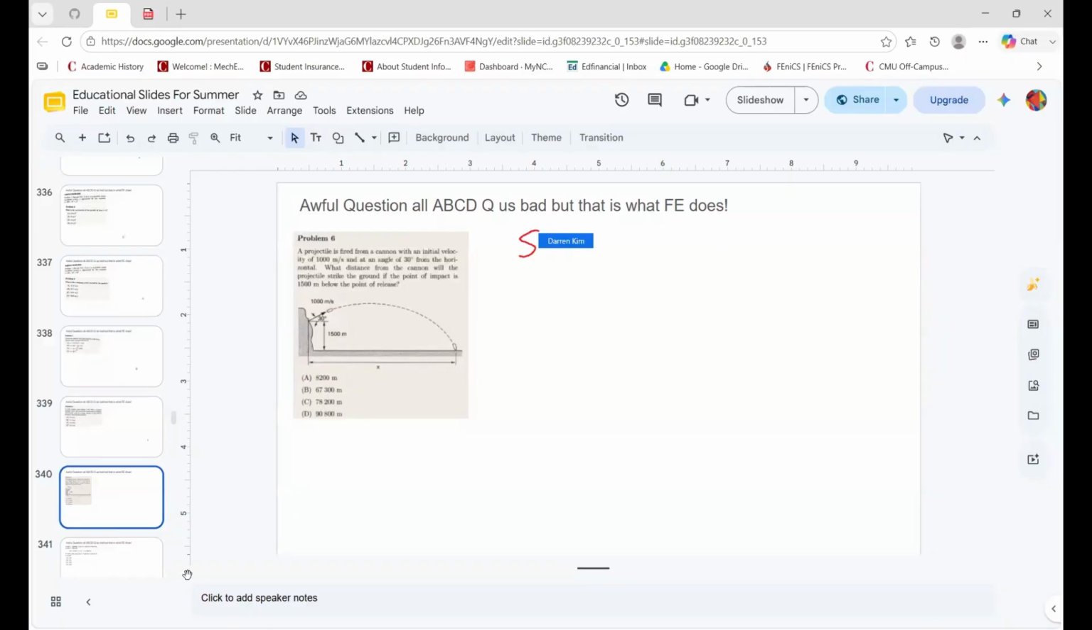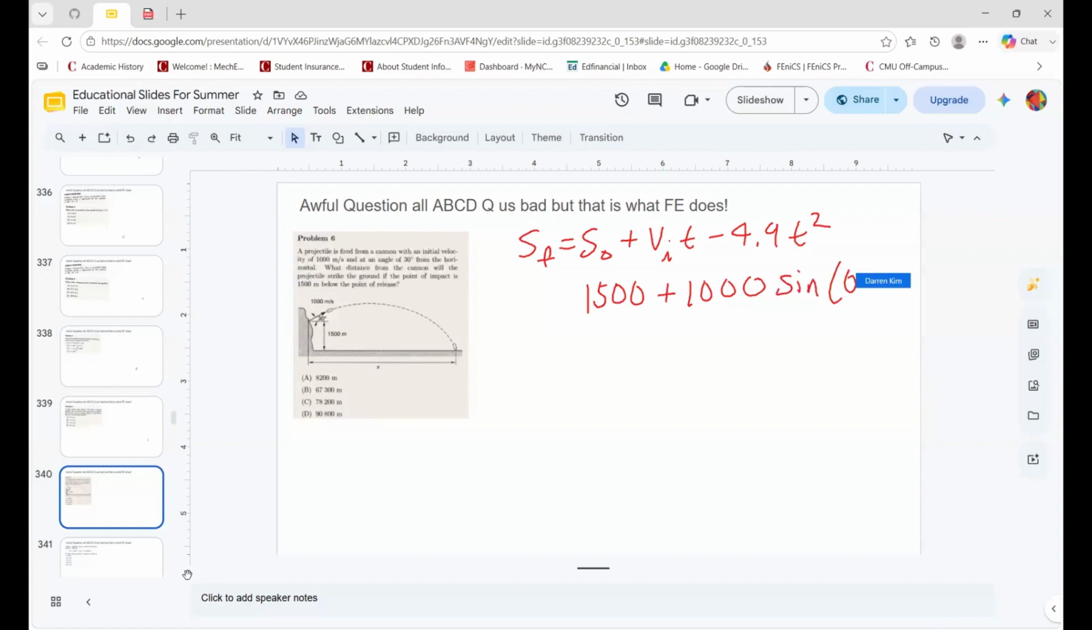So s final equals s0 plus v initial t plus minus 4.9 t squared. Now we know initial conditions, which is 1,500 plus 1,000, right? And then it's going to be sine theta, which is 30, t minus 4.9 t squared equals 0.